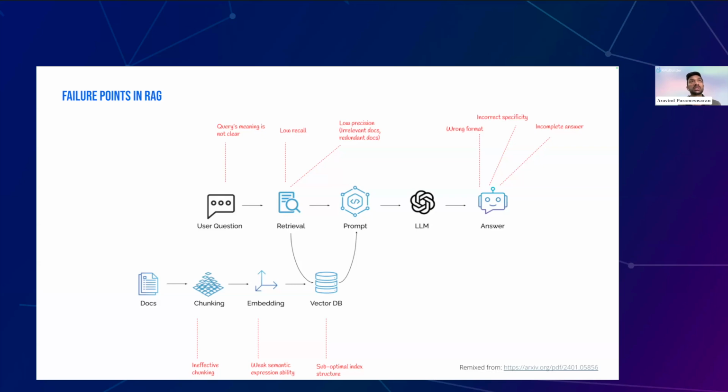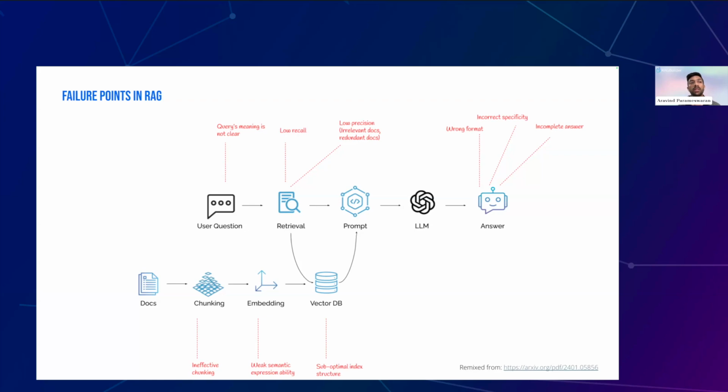Similarly, on the retrieval side, you might end up with low precision or low recall. And then finally, towards the generation, even if you manage to get the right context, you might not get the answer in the right format, or you might have incorrect specificity, or you might have an incorrect answer. So overall, there's a lot of different failure points of RAG.